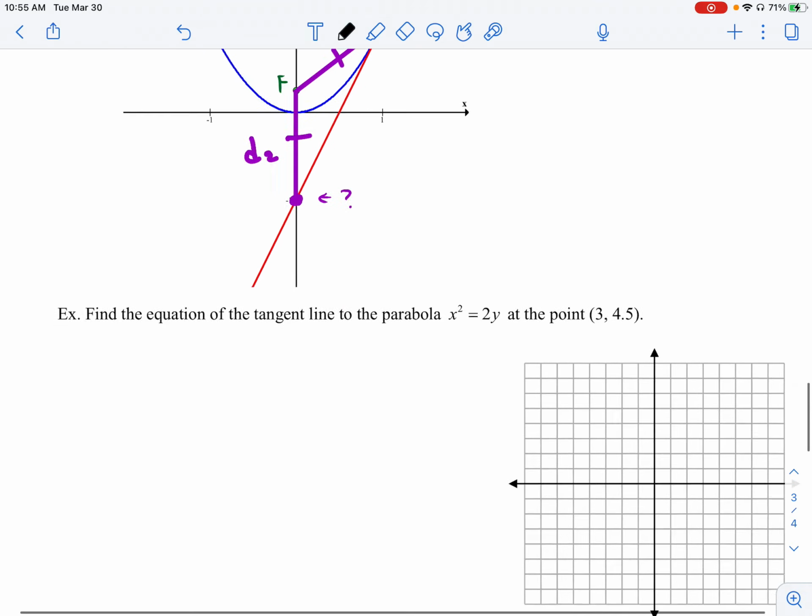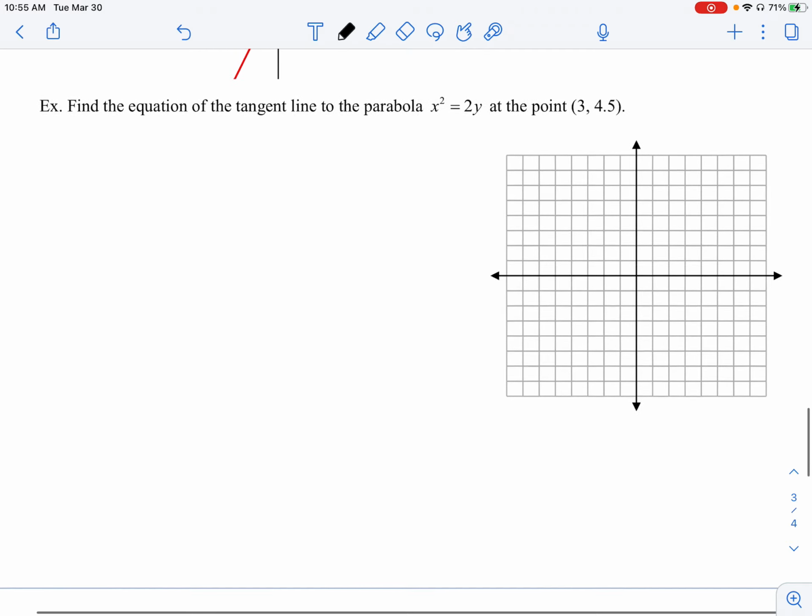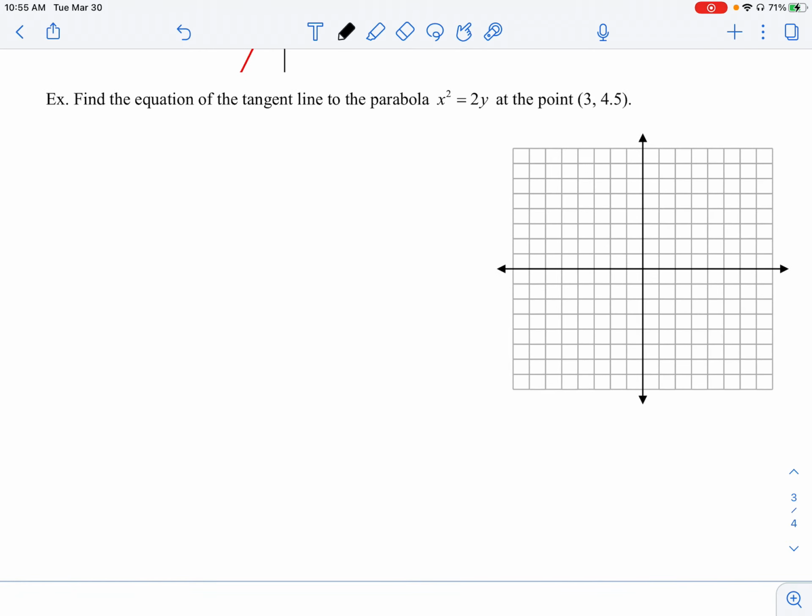So let's find the equation of the tangent line to the parabola x squared is equal to 2y at the point 3, 4.5. So the first thing that we're going to need to do is find out some information about our parabola. So get parabola info, like whatever we can glean from our equation.